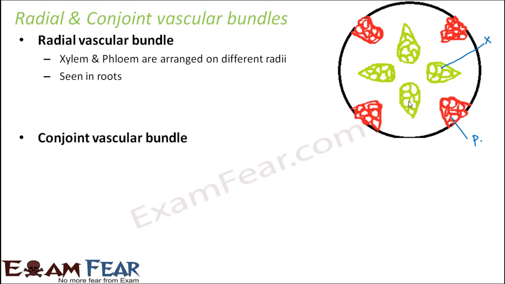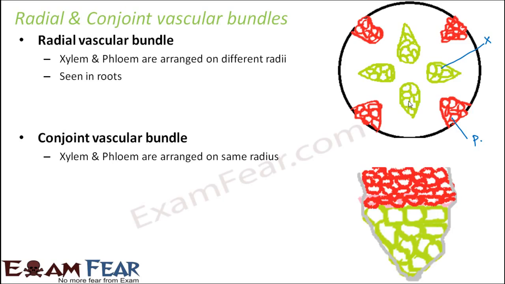When I talk about conjoint vascular bundle, here xylem and phloem are arranged on the same radius. That means within a vascular bundle, the phloem is located outside to the xylem, something like this. So this entire thing is one vascular bundle, because when I say vascular bundle, it is not only xylem or not only phloem. It is both xylem and phloem together.